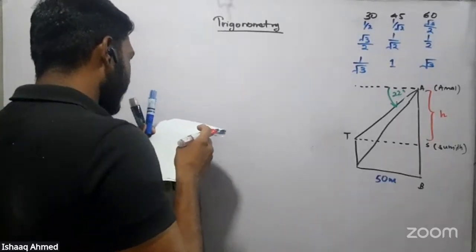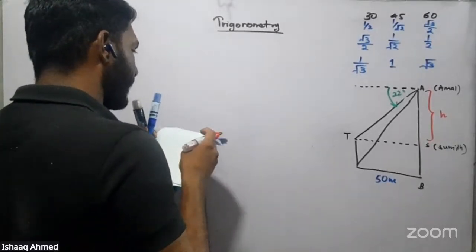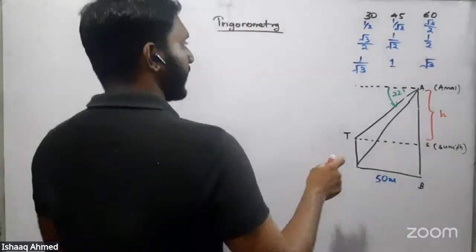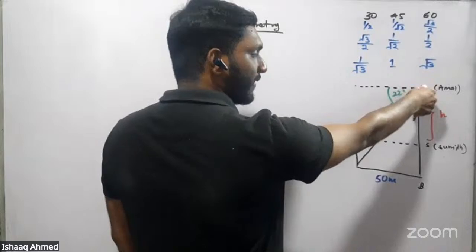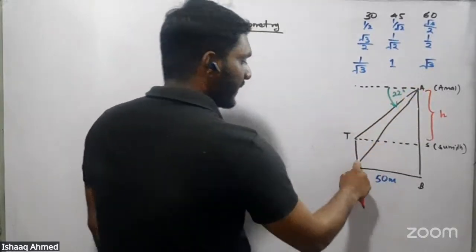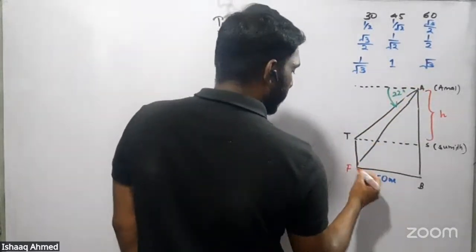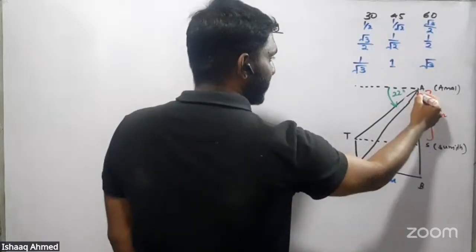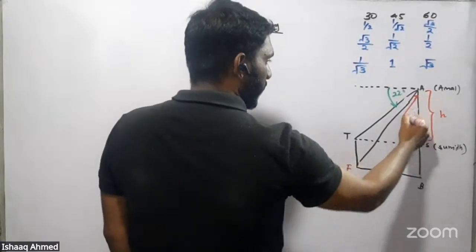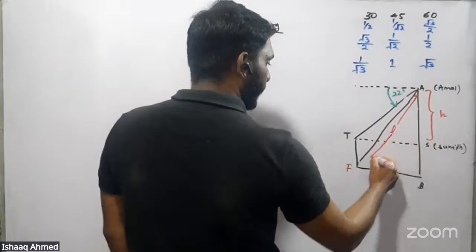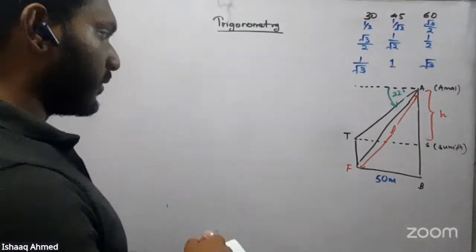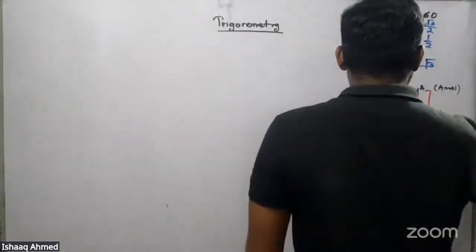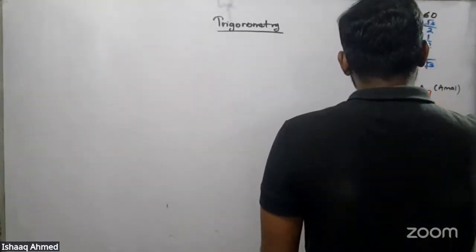Second, the length of a wire drawn from the window A to the foot of the tree. So from window A, where Amal is, if you connect a wire and pull it and connect it with the foot of the tree, this wire's length is there, no? That length they want you to find. Okay. That means to do trigonometry, you have to find these two using trigonometry.